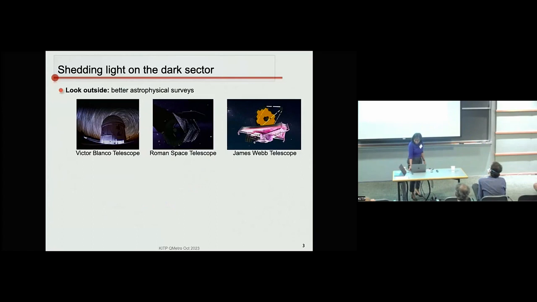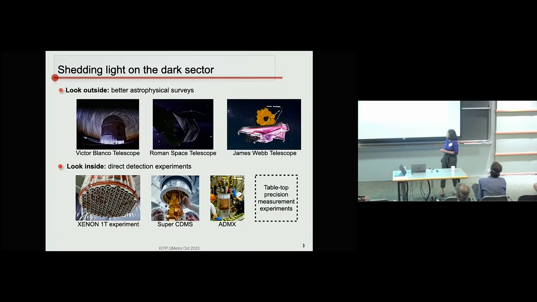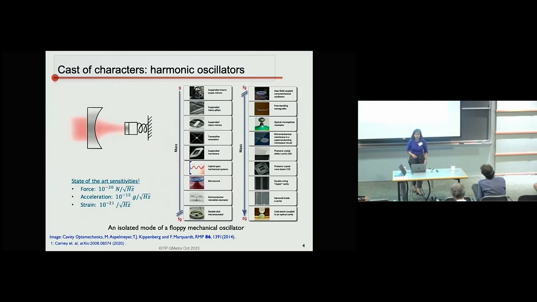Another way of looking, mostly for dark matter, has been what I call looking inside, which has been a wide variety of direct detection experiments. We assume there is very weak coupling between dark matter and normal matter, and we look for this very weak coupling in very sensitive experiments. This is where quantum metrology and quantum systems come in. The ones I have mostly worked with are optomechanical systems, because they have really good force and acceleration sensitivity. And I like to think it's also because they have a lot of mass.